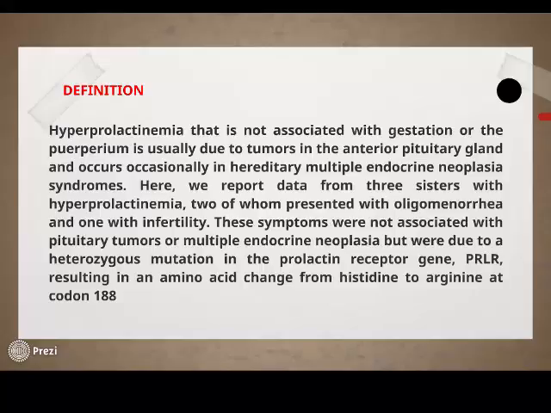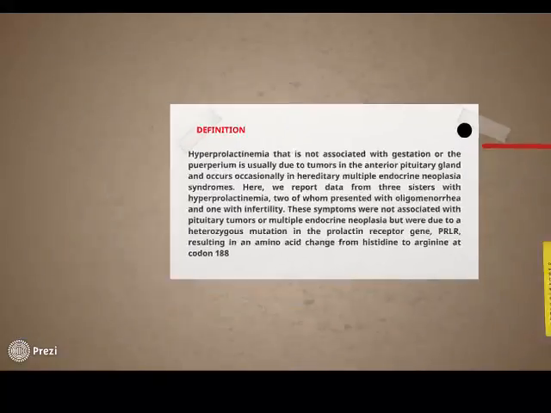Here we report data from three sisters with hyperprolactinemia. Two presented with oligomenorrhea and one with infertility. The symptoms were not associated with pituitary tumor or multiple endocrine neoplasia, but were due to a heterozygous mutation in the prolactin receptor gene, resulting in an amino acid change from histidine to arginine at codon 188.